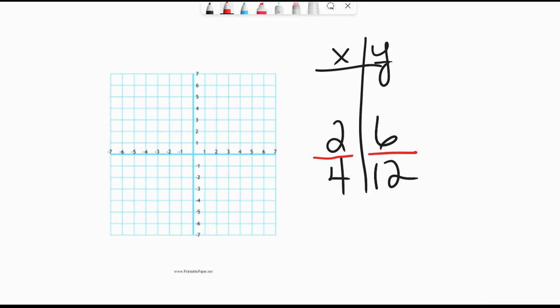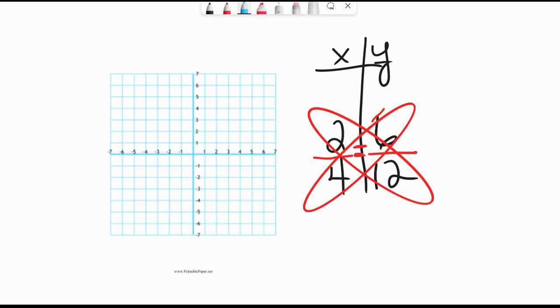So I'm going to set these two equal to each other. I'm just going to make them into fractions. So now it's 2 over 4 equals 6 over 12. And I'm going to use the butterfly method. I'm going to multiply these numbers. So I'm going to multiply 4 times 6, and I'm going to get 24. And then I'm going to multiply 2 times 12 and get 24. And since they're equal, I would say, yes, it's proportional.